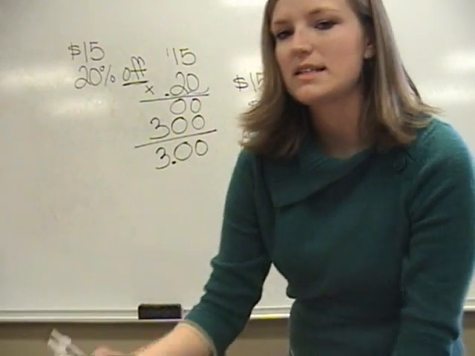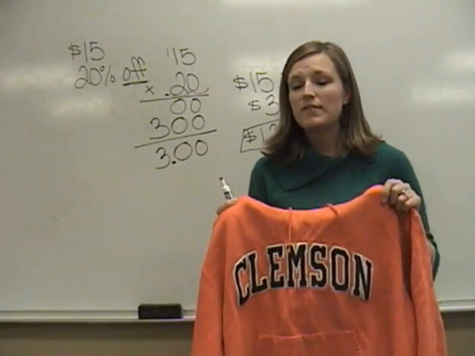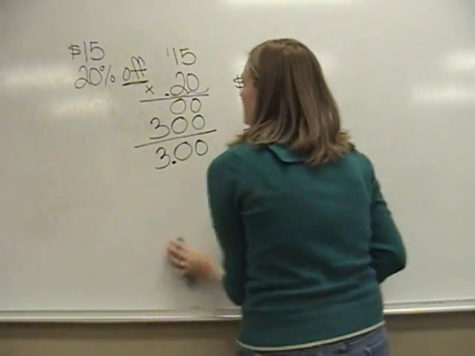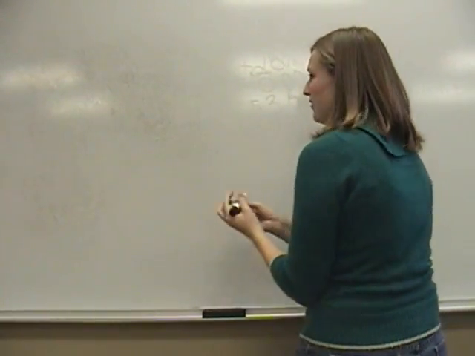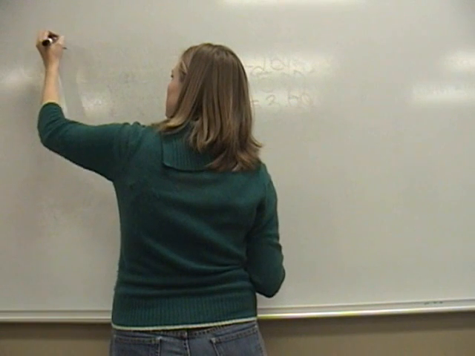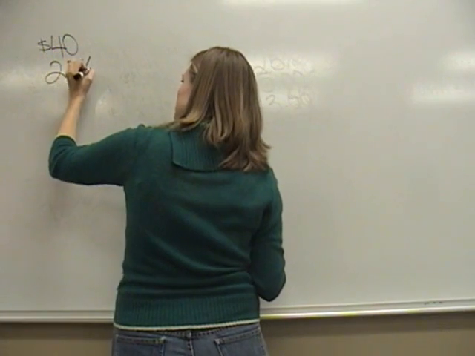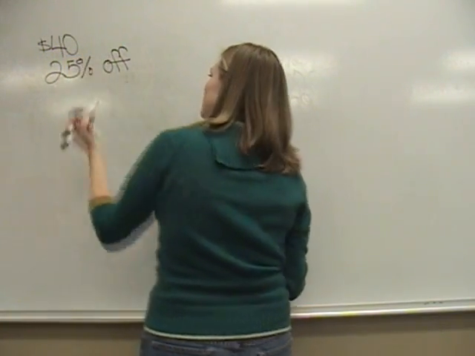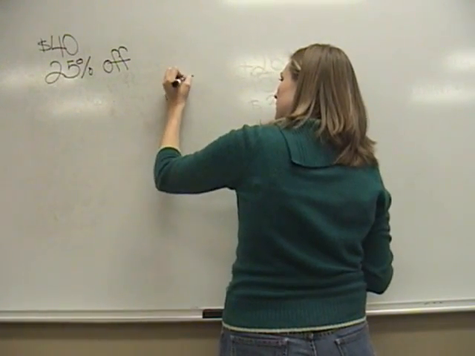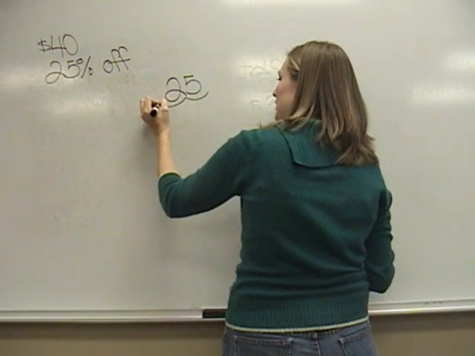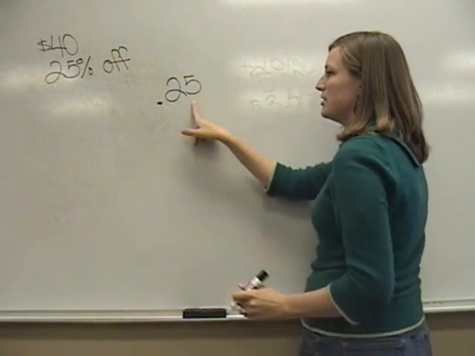Now, let's look at another example. This sweatshirt is normally $40, but today it's 25% off. So let's get rid of all this and start over. Now for this problem, my actual price is $40, and I'm taking 25% off. Now, my first step again, I'm going to convert my percent into a decimal, rewrite my number, move my decimal 2 places to the left, which leaves me with 0.25.